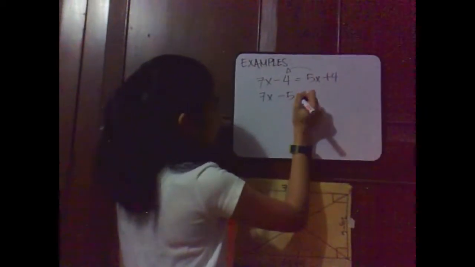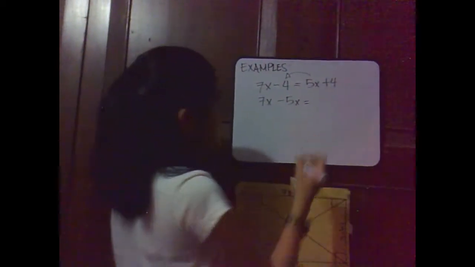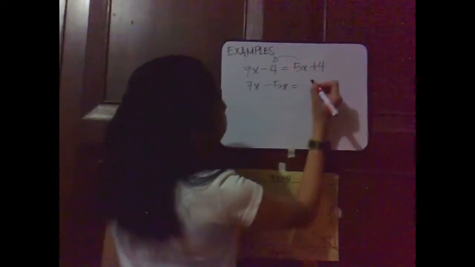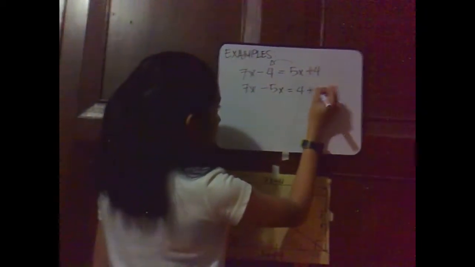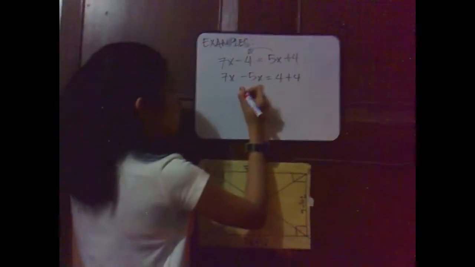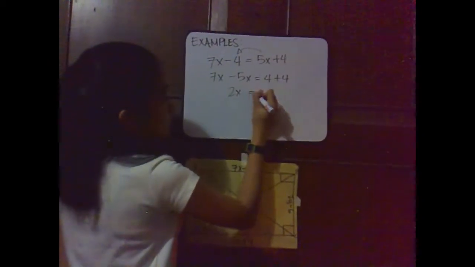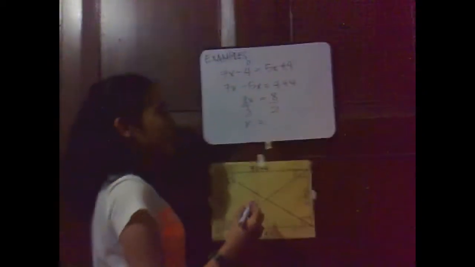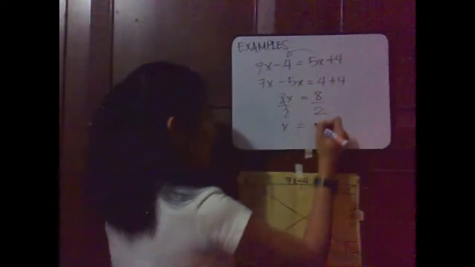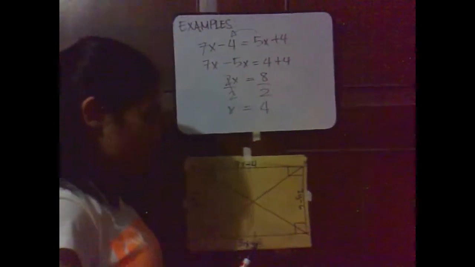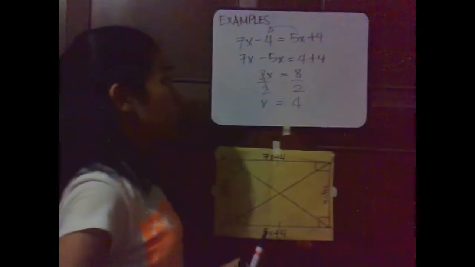7x minus 5x is equal to 4 plus 5. 7x minus 5x is equal to 2x, and 4 plus 4 is 8. Divide both sides by 2, x is equal to 4. Let us substitute to see if they are congruent.